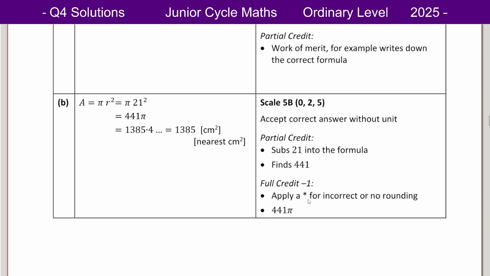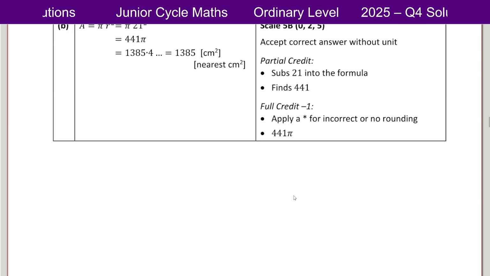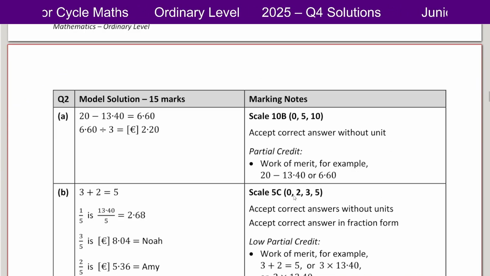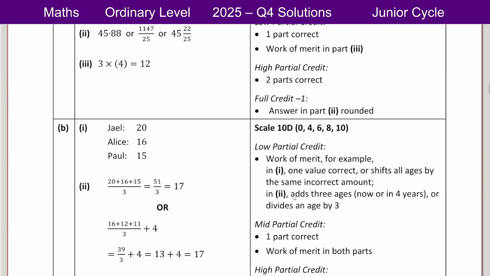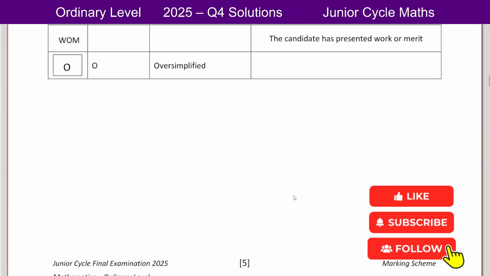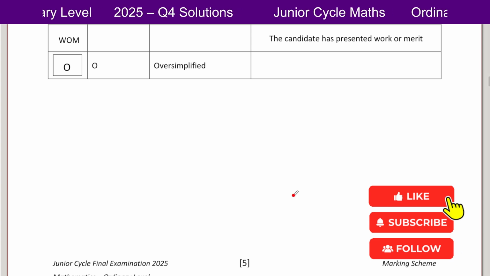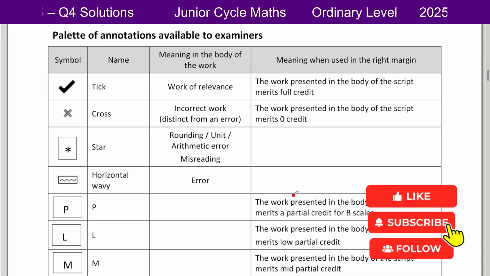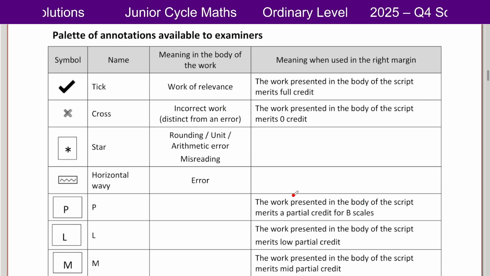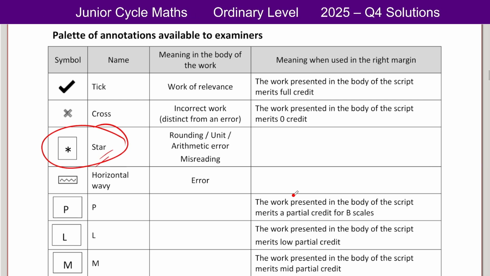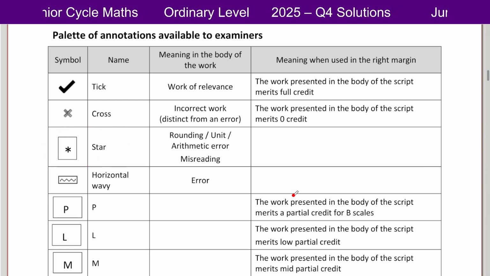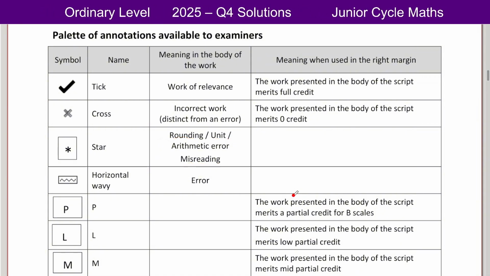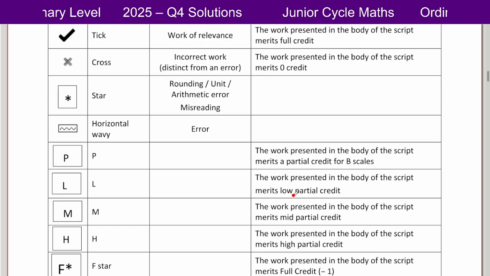Okay, and the star annotation means that if we go back to the page number, let me see, there is a list of annotations available to the examiner. So here is page 5, and here is the list of annotations available to the examiner. Here is the star. The star annotation means that there is a problem with the rounding or the unit or the misreading. So we need to be very careful about it.